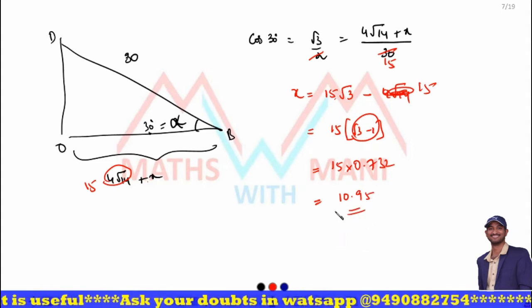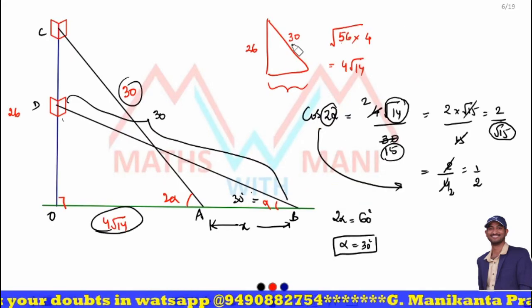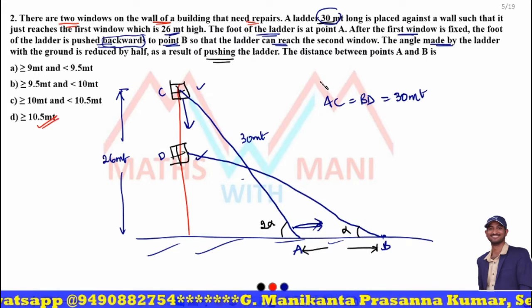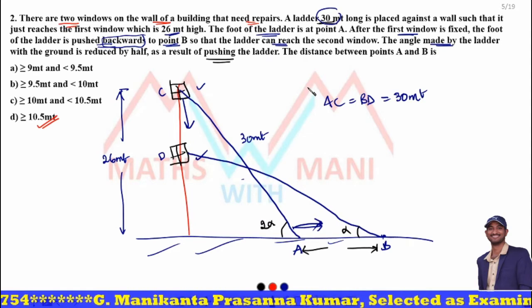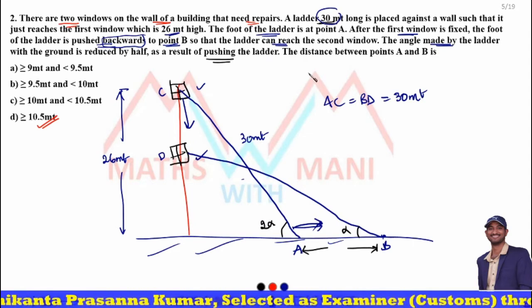10.95 means what about options? Student: So definitely it is more than 10.5. Yes. So what is the correct option? Fourth option is the correct answer. Very, very nice model in trigonometry. You may come across this type of model in the upcoming CGL exam.